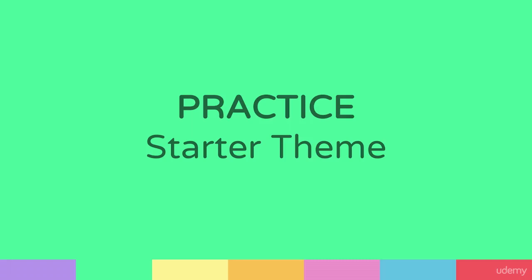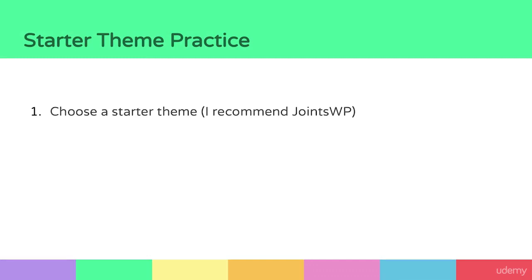All right, in this lesson, we're going to get you set up for installing and beginning to customize a starter theme all on your own. So to do this, the first thing you want to do is go ahead and choose a starter theme. Now, I'm a little biased. I'd recommend you check out Joints WP, but you could pick any of the ones that I talked about, or you could go and search and find some starter themes in WordPress that we didn't talk about and check one of those out. But first thing you got to do is pick one.